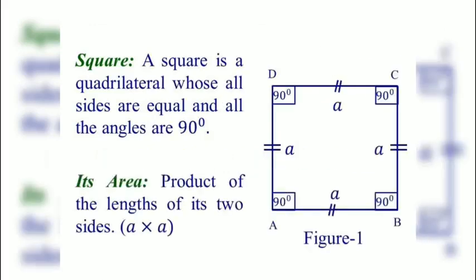Then what is a square? A square is a quadrilateral whose all sides are equal and all the angles are 90 degrees. Its area is the product of the length of its two sides, that is a into a, that is a square square unit.